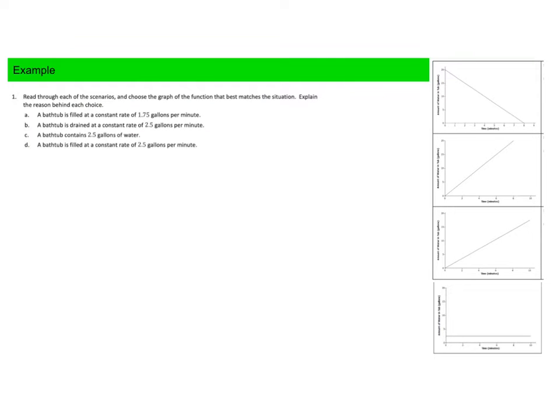All right, for this first example, we're going to read through each of these situations off to the left and match them with a graph to the right. Okay? So A says a bathtub is filled, that's a keyword, it's being filled up at a constant rate of 1.75 gallons per minute. So one thing I want to note about this is that when we're filling something up, it's gaining more water each minute, so it's going to have an increasing slope. So it's either going to be this one right here or this one, okay? But we won't know until we figure out the other descriptions here and compare it to see if the slope is higher or less than another slope.